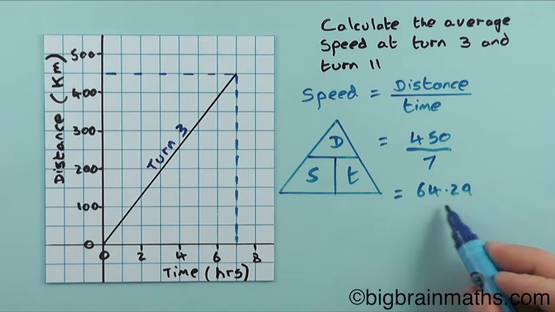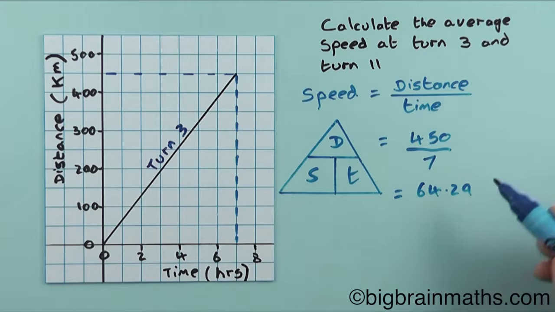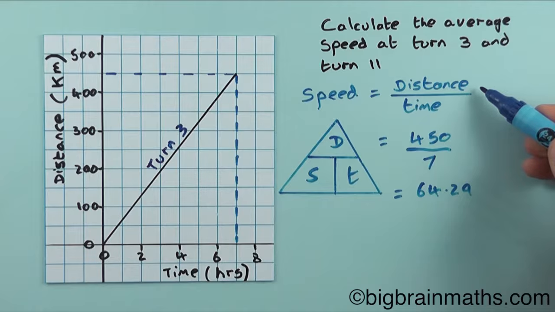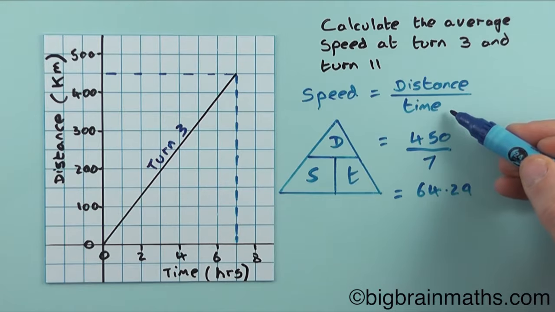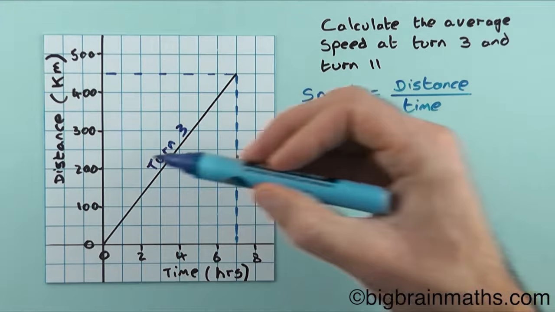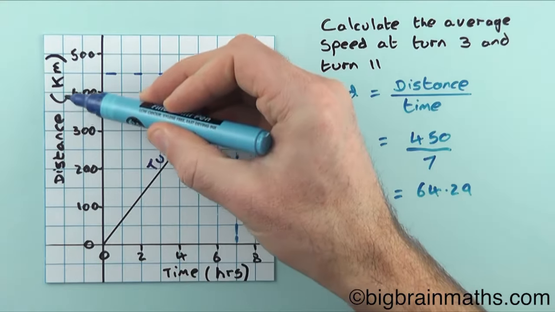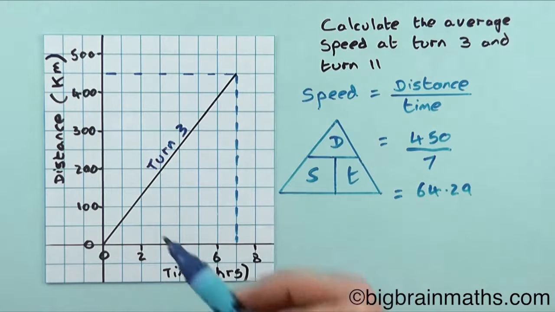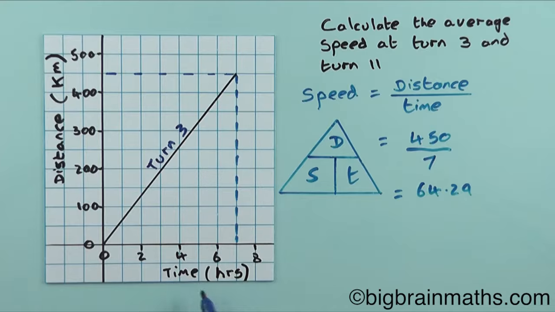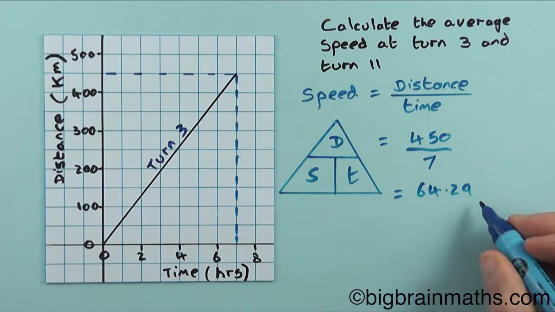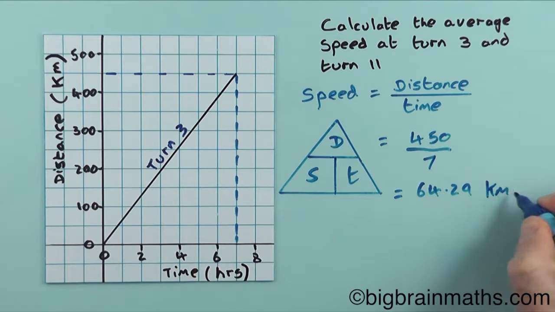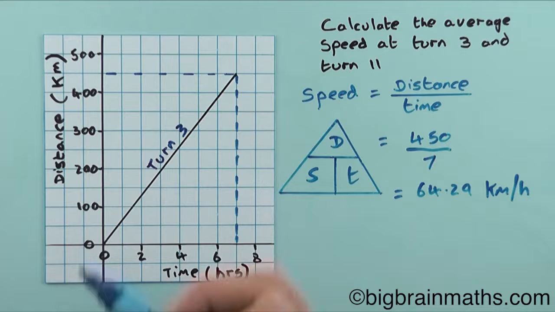Now, the units of speed always depend on the units of distance and the units of time. So if in this example we changed the units of distance to kilometers, and if we changed the units of time to hours, then that would mean that the units of speed would now become kilometers per hour. So always make sure that you look at the units on the axes of your graph.